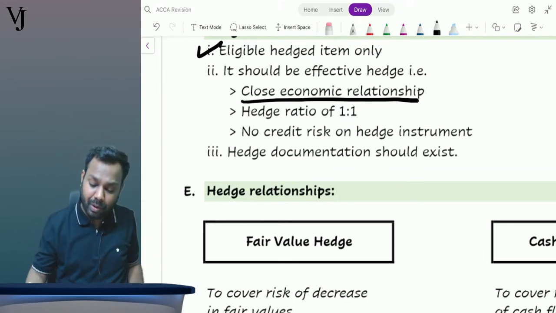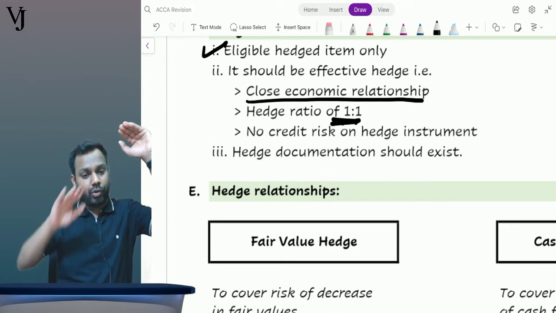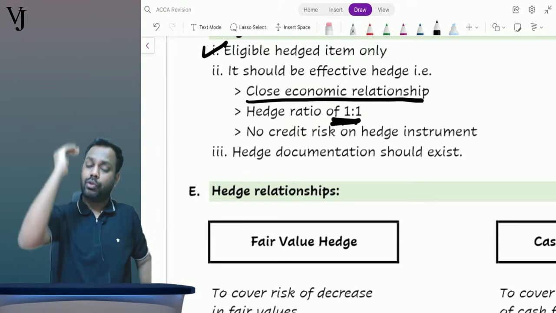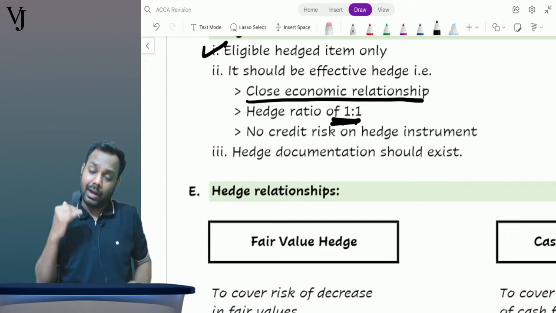Now, hedge ratio should be 1:1. What is the meaning of hedge 1:1? It means if one goes up, the other should go down. If one goes down, the other should go up. If there is a gain in one, there is a loss in the other. If there is a loss in one, there is a gain in the other.